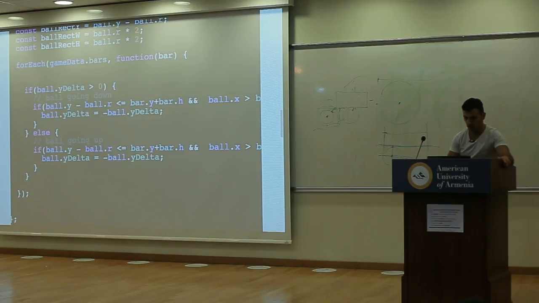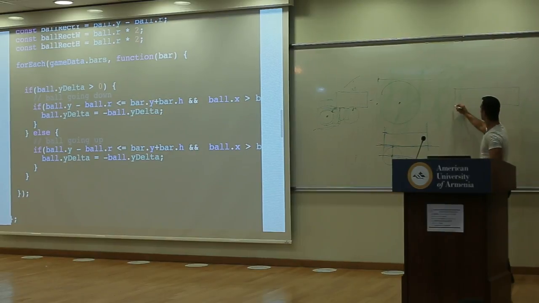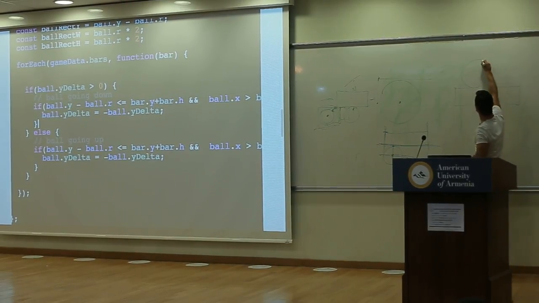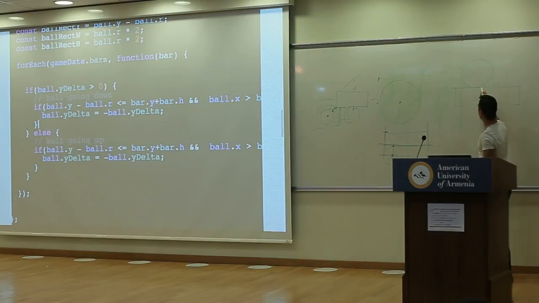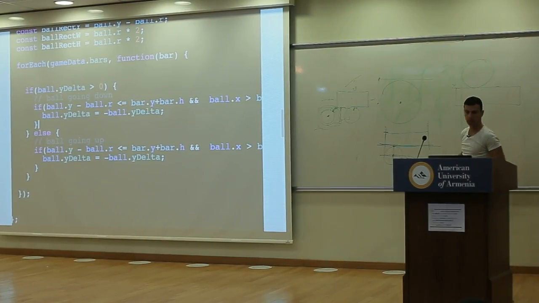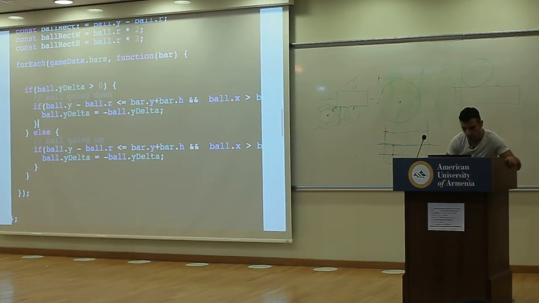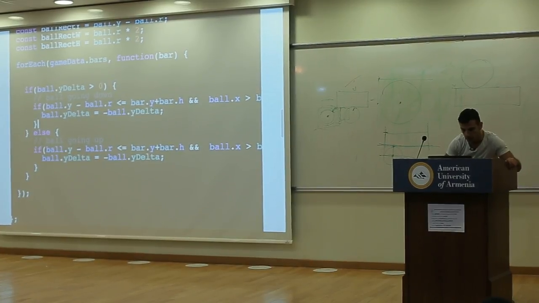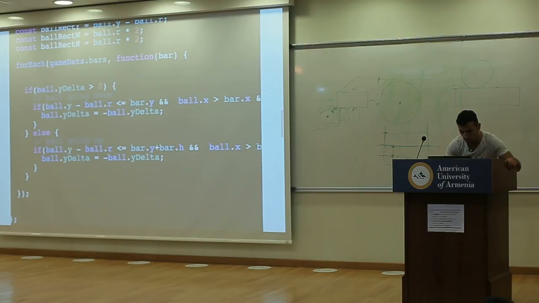Wait, what is it? Bar Y. This time, we have the bar. We have the circle here. So we're checking this line, which is the Y. Bar Y, and this time, plus R. Yes, thank you.